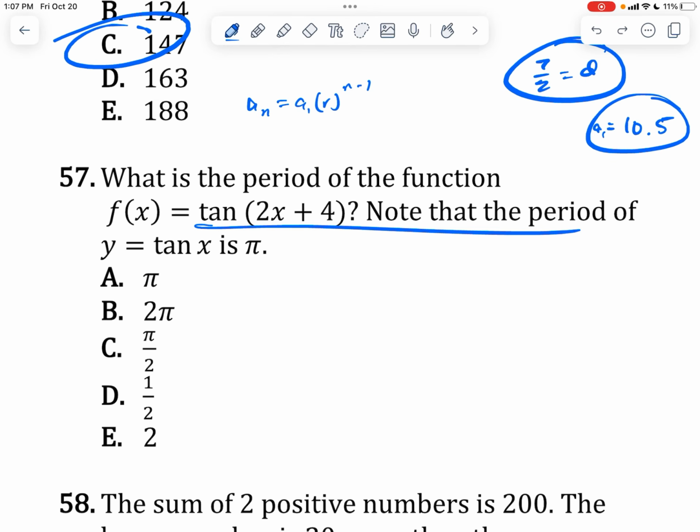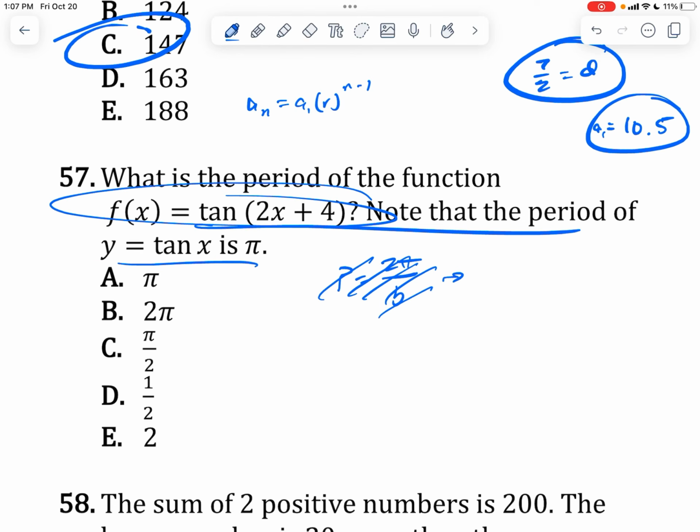What is the period of the function f of x equals tan 2x plus 4? Note that the period of y equals tan x is pi. So you're generally told that the period is equal to 2 pi over b. In the case of this, your b is 1. But what it's telling you is that tan is kind of an exception. It doesn't really follow this rule. So I would ignore that. What I would just do is just graph this.